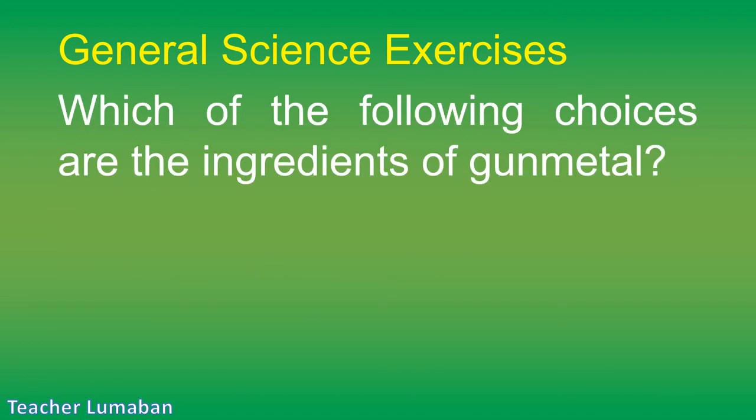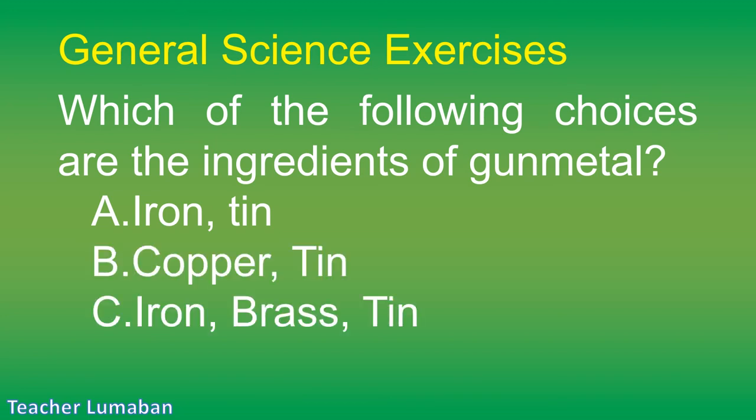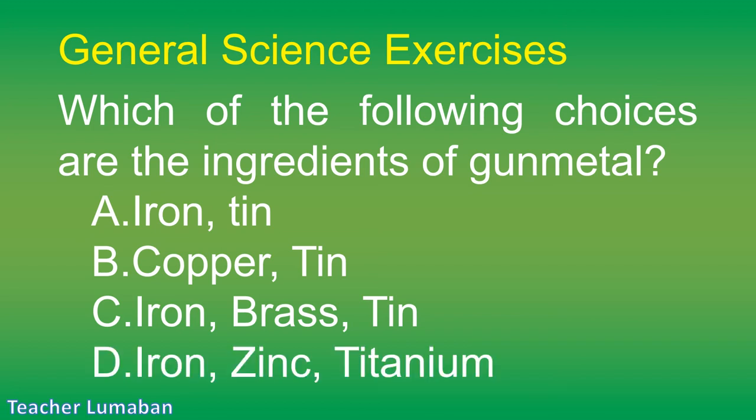Which of the following choices are the ingredients of gunmetal? Letter A, iron, tin. Letter B, copper, tin. Letter C, iron, brass, tin. Letter D, iron, zinc, titanium. Choose the suitable answer to the following choices in 5 seconds.